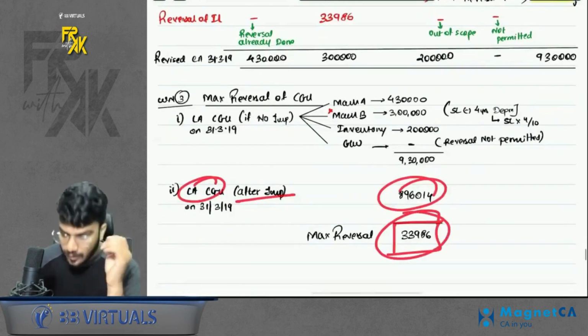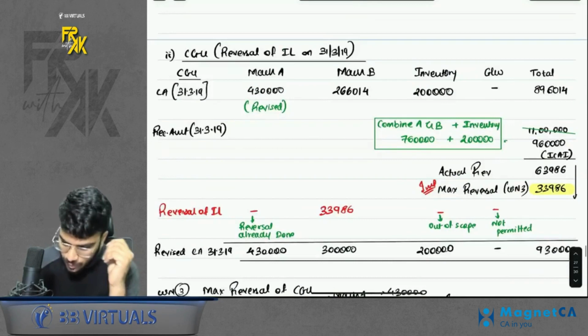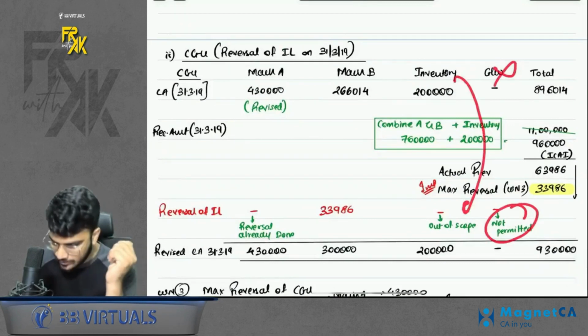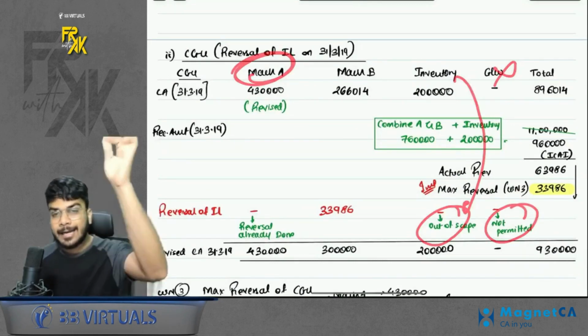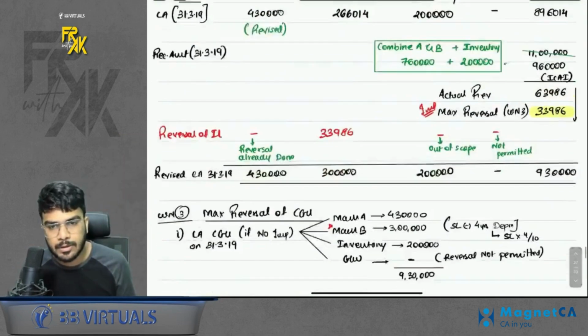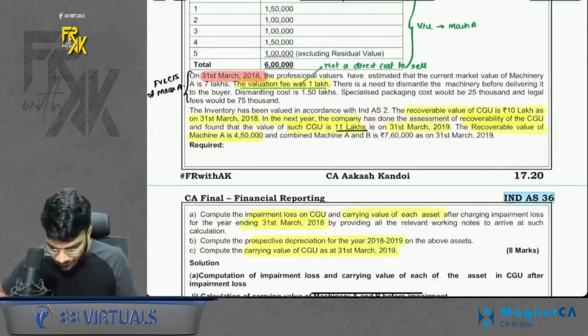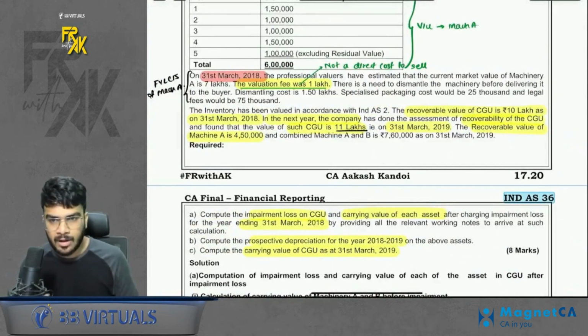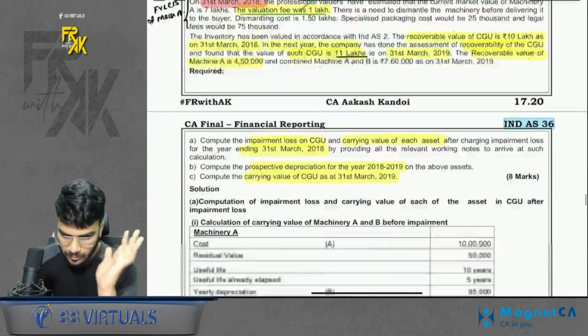So this reversal will be allocated between whom? Goodwill, reversal not permitted. Inventory, it is out of scope. And for machine A, individual reversal is already done. So this reversal is only for machine B. Do remember this point. Again, I am saying I have just given an overview of this question. It is not a replacement for writing practice. Do write in practice.